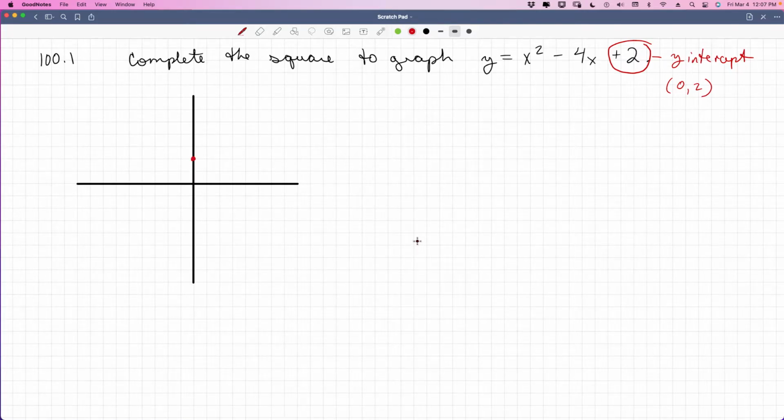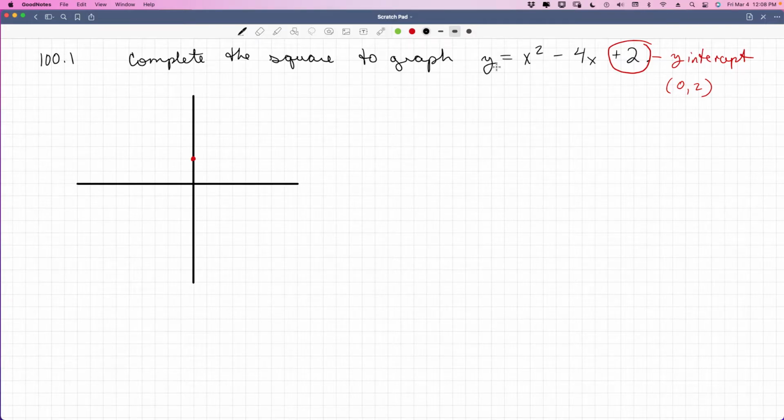That's our first point. Now we need to find the vertex of the parabola. That's going to help us find the second point. So we're going to complete the square in order to do that. But because we already have the equation here, y equals, we don't want to disrupt that.